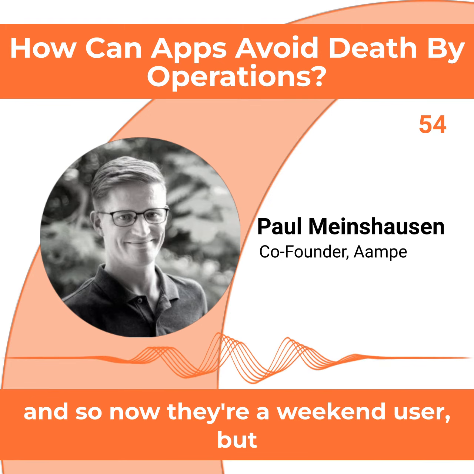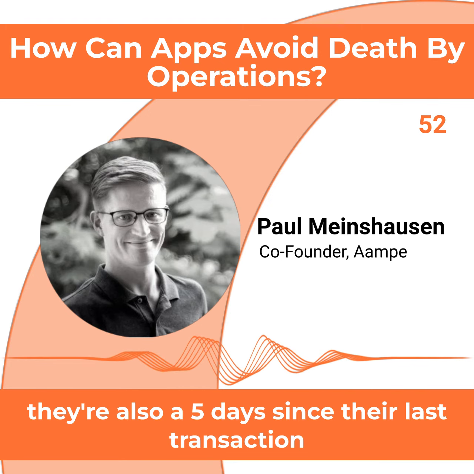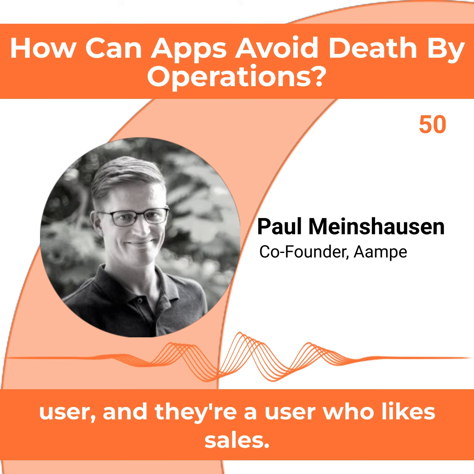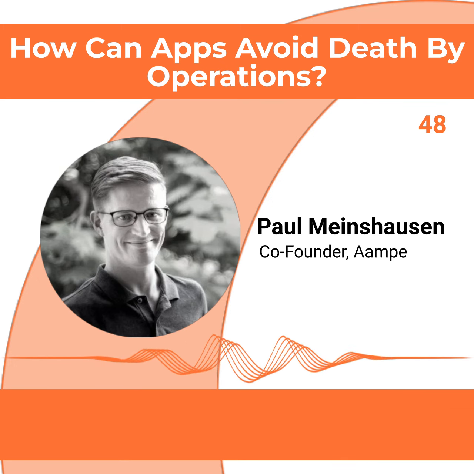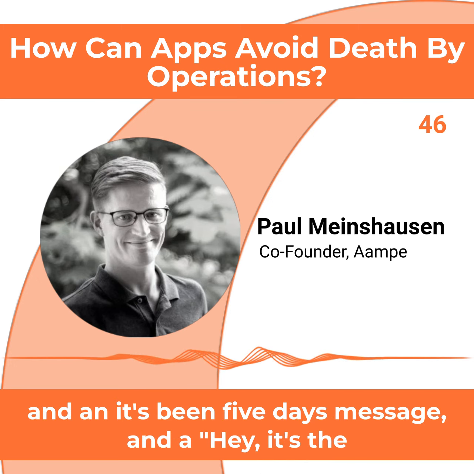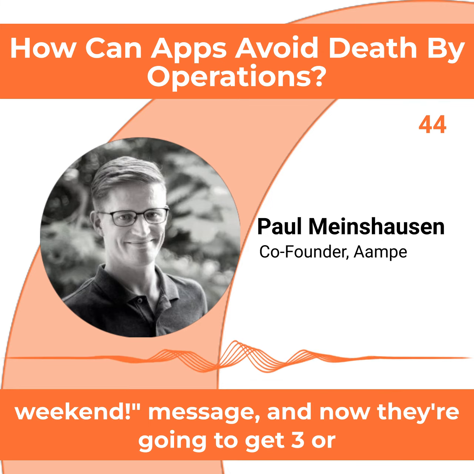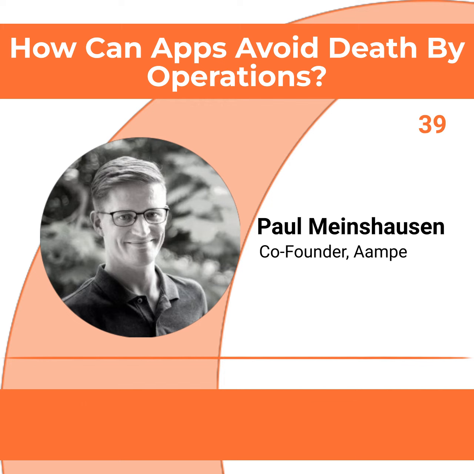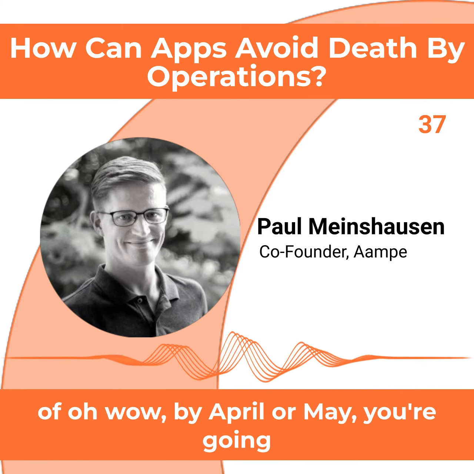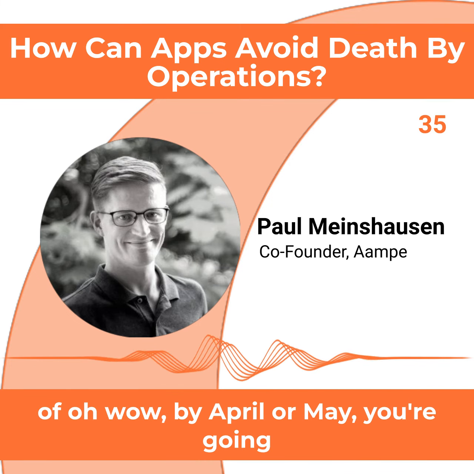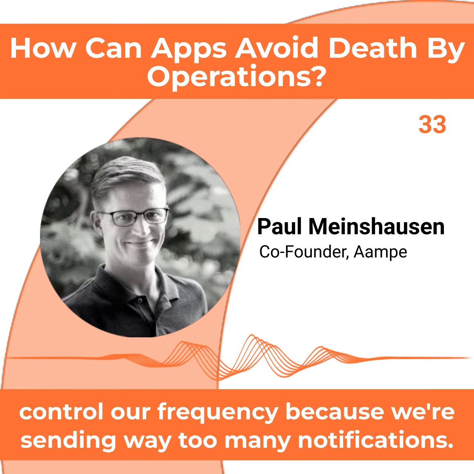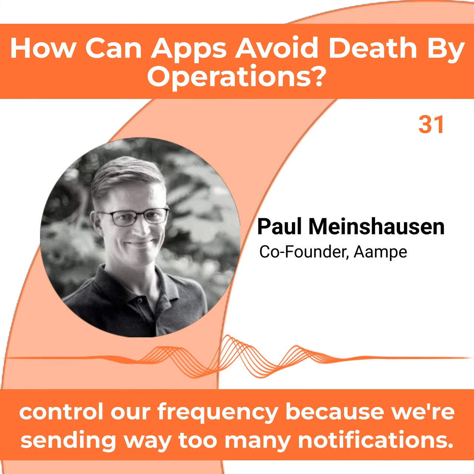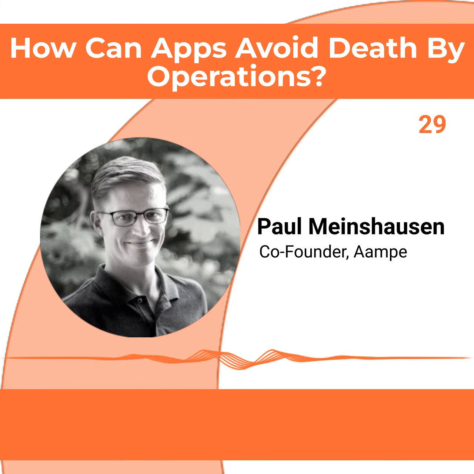So now they're a weekend user, but they're also a 5-days-since-their-last-transaction user, and a user who likes sales. So now you're going to send them a sale message, a it's-been-5-days message, and a hey-it's-the-weekend message. And now they're going to get 3 or 4 messages on Saturday. They're going to get irritated and turn off. And then by April or May, you're going to be thinking, oh my God, we've got to control our frequency because we're sending way too many notifications.